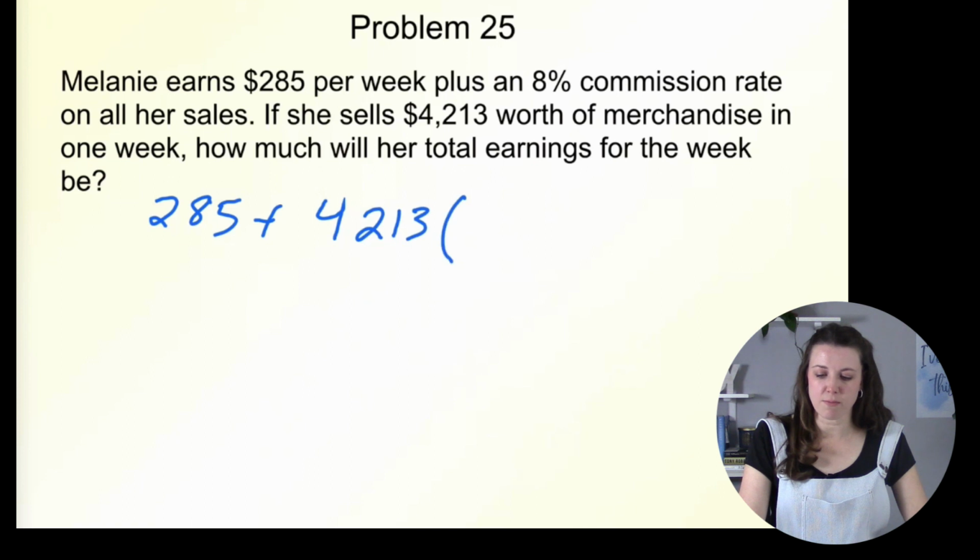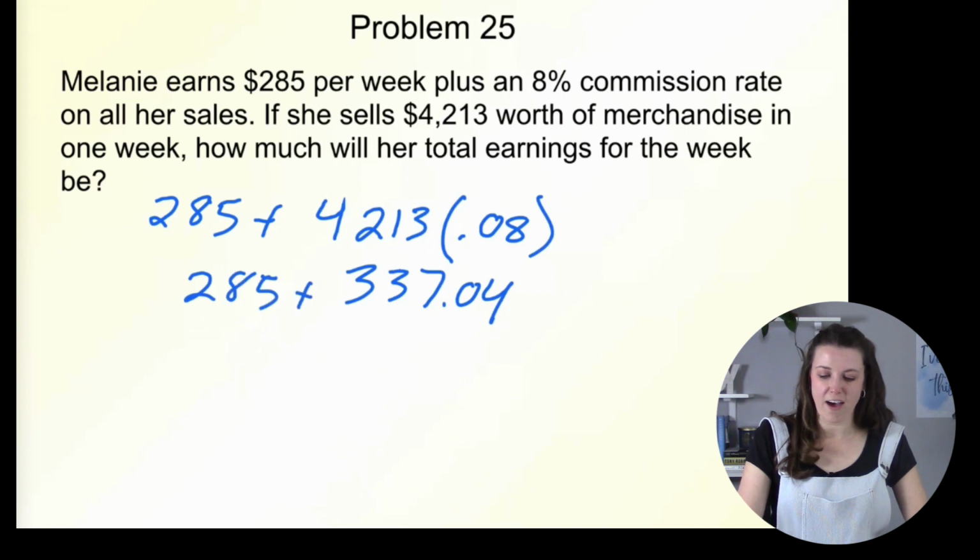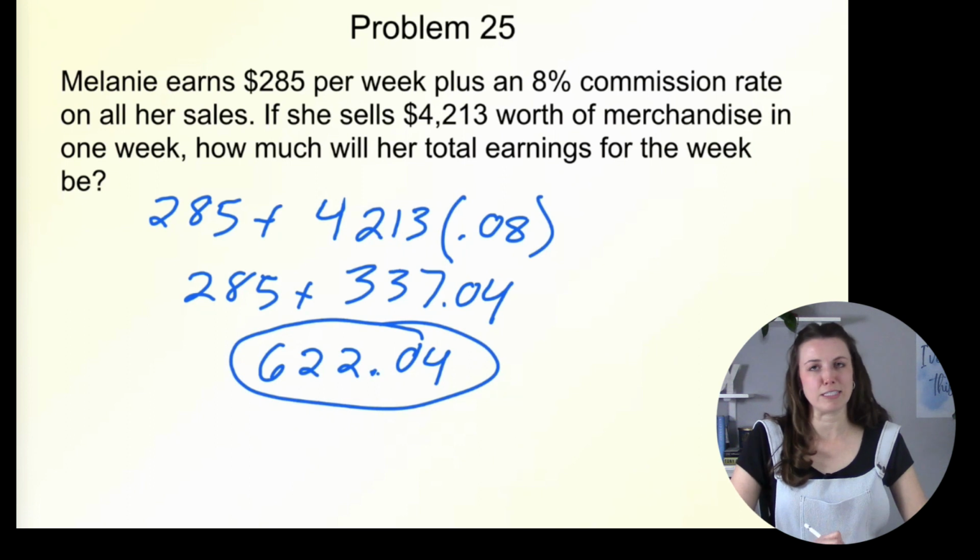$4,213. So we're going to multiply that by 0.08 because that's percent, right? And so 4,213 times 0.08 is 337.04. And we're going to add that to the 285. And our answer ends up being $622.04. So way to go, Melanie, on doing such a great job on your sales.